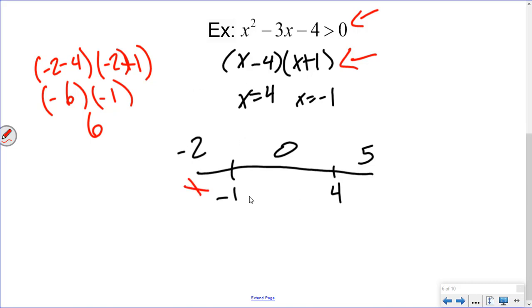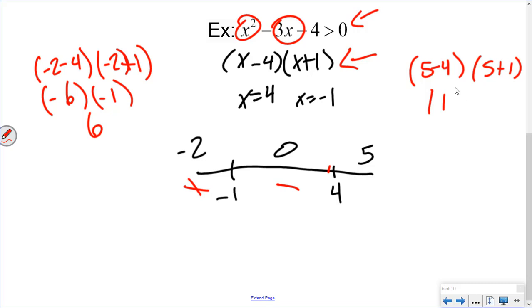Do the same thing from negative 1 to 4. So if I check this 0, a lot of the time, the easiest place to plug the 0 in is to the first equation, because this first term becomes 0, the second term becomes 0, and my answer here is negative 4. So in between my two roots, I get a negative answer, and then do the same thing to the right of my larger root. So I take that 5 and plug it into my second equation here. So 5 minus 4 and 5 plus 1. So 5 minus 4 is 1, and 5 plus 1 is 6, and 1 times 6 is 6, and I get positive solutions.